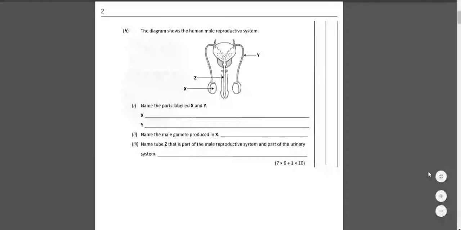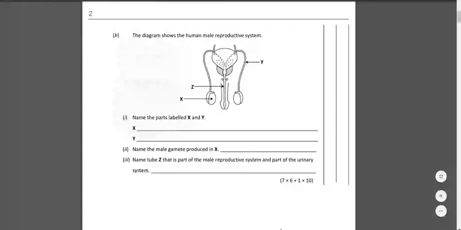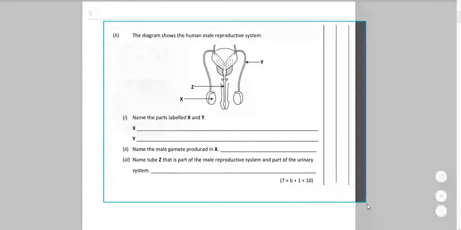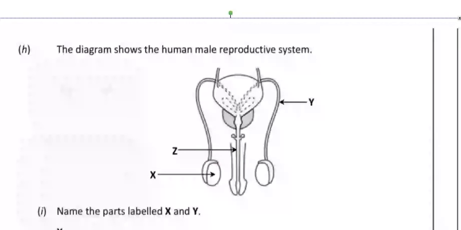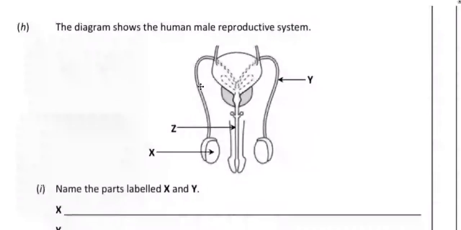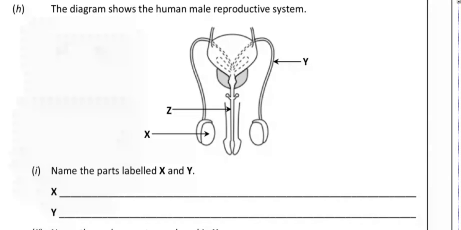Okay, the diagram shows the reproductive system. Name the parts labeled X and Y, and then we'll look at some of the other parts. Let's do this. So X would be the testes. Y would be the sperm duct, which carries the sperm from the testes to the urethra. Sperm duct.